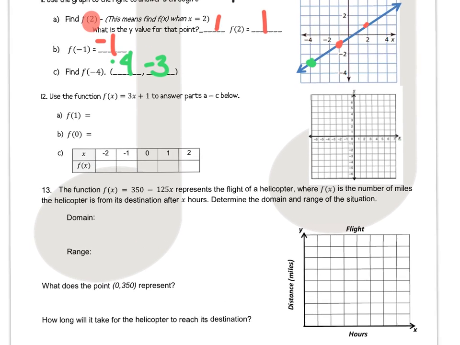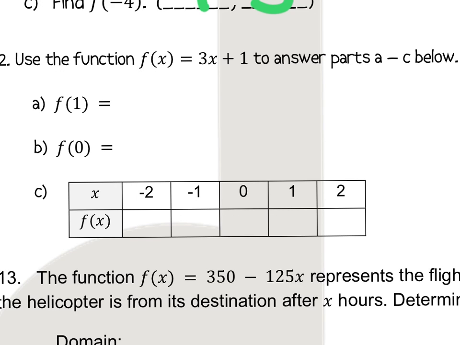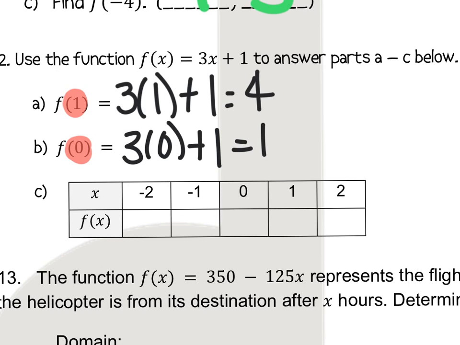So for 12, we're going to use this function 3x plus 1 to answer. So for the first one, f of 1, I'm going to plug in 1 for x. So I have 3 instead of x, I'm going to put 1 in there, plus 1. 3 times 1 is 3, plus 1 is 4. For the next one, my x value is 0. So I'm going to do 3 times 0 plus 1. 3 times 0 is 0, plus 1 is 1.